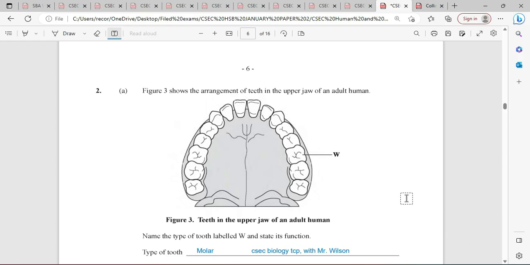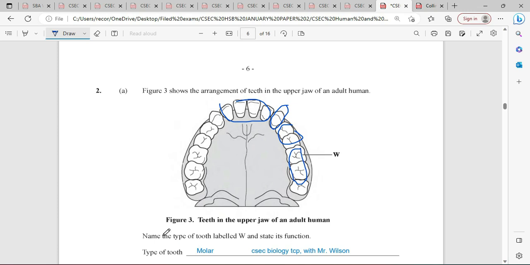So remember, we are going to be having the incisors at the top here. We are going to be having the canine there. Then we're going to be having our premolar. And then back here, we have our molar.